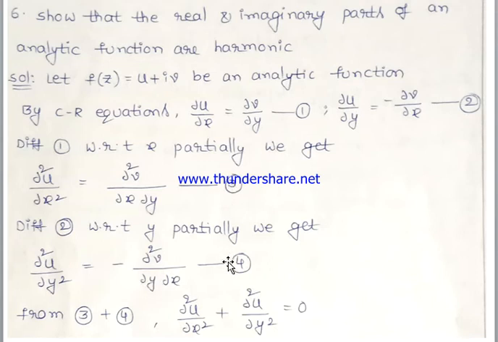If you add these two equations, equation 3 plus equation 4, on the left-hand side we get dou square u by dou x square plus dou square u by dou y square, equal to dou square v by dou x dou y minus dou square v by dou y dou x. That value is 0 because v has continuous partial derivatives of second order, so both mixed derivatives are equal. In general, both are not equal, but here v has continuous second order partial derivatives, so we equate these two and the value is 0.